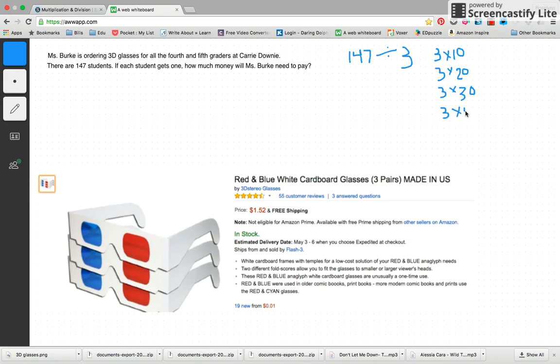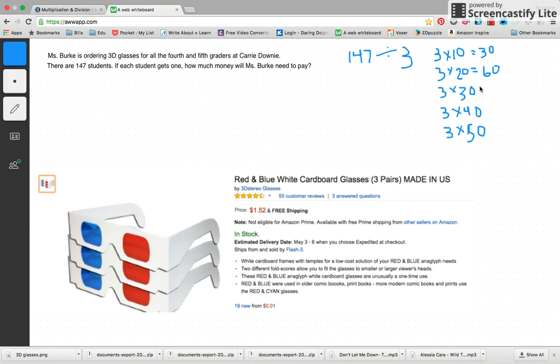I know if I were to estimate 147, that would be 150. So if I knew exactly how to get to 150 using groups of 3, I could do that as well. But I'm going to go ahead and show you step by step my thinking. So I know 3 groups of 10 would be 30, and that's way too small. I know 3 groups of 20 would be 60.